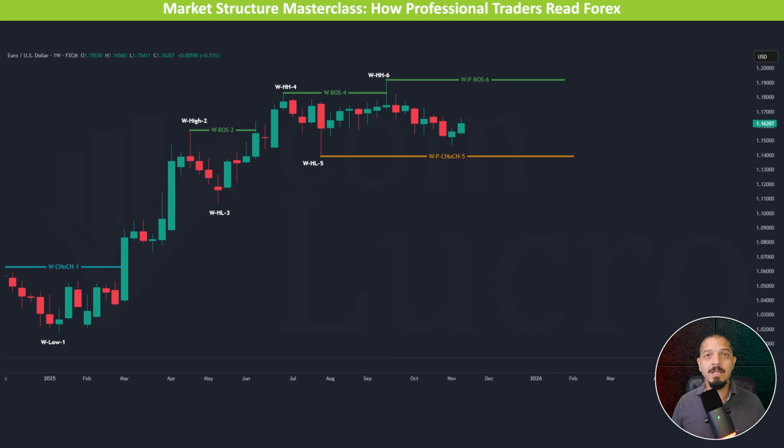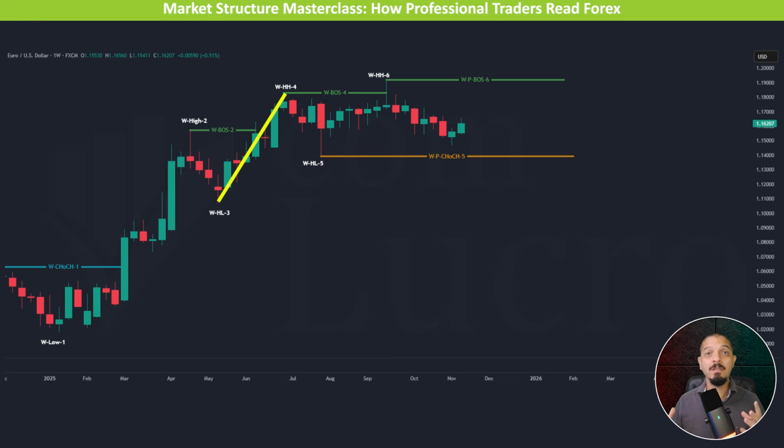After this first expansion, price begins a correction. This retracement forms Weekly Higher Low 3. Corrections like this play an important role in market structure. They help rebalance inefficiencies created during the impulse, generate liquidity in the market, and prepare the conditions for the next expansion. Once the correction is complete, price begins the next impulse movement.